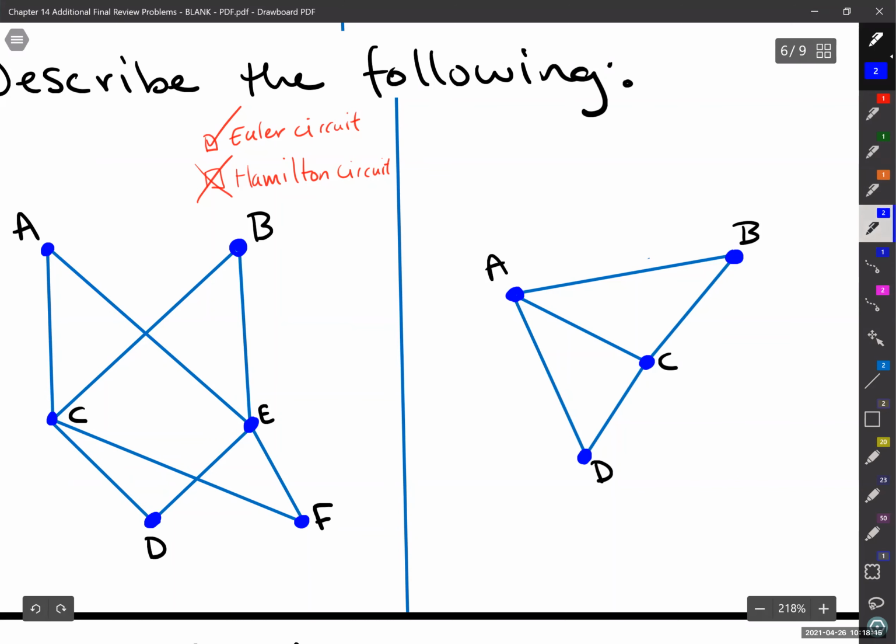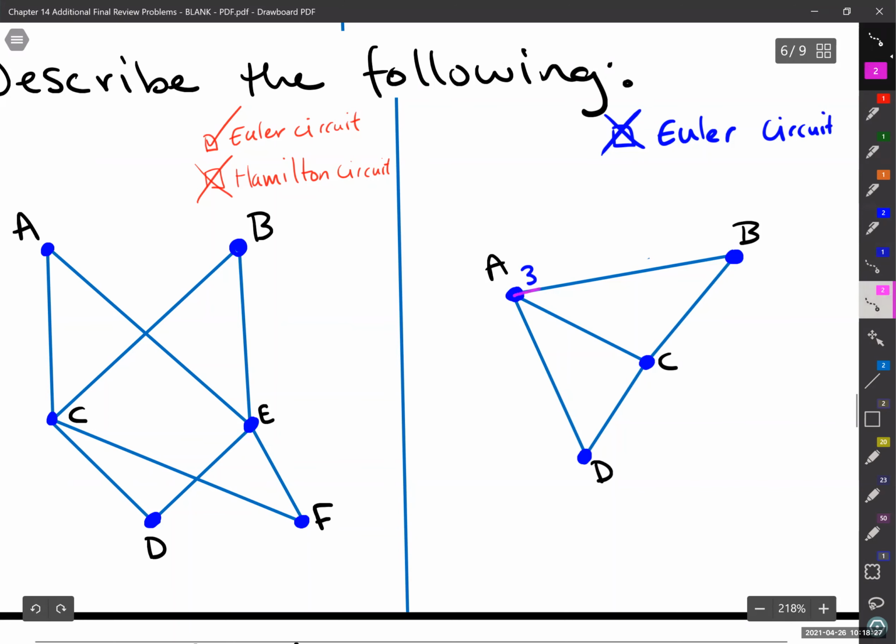Now looking at this next one, I see vertex A is degree 3. So would y'all agree we know an Euler circuit is automatically out? However, Hamilton I think will be nice because we have this outer circuit that we were looking for. I could just go along the outside edges and I hit every vertex exactly once.